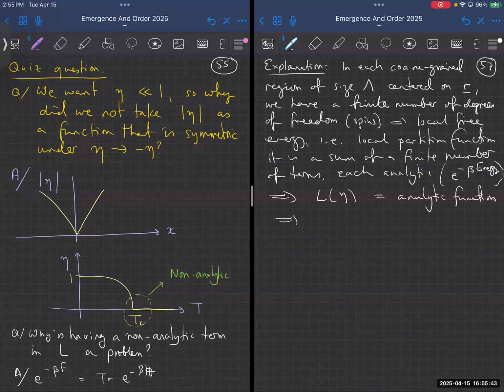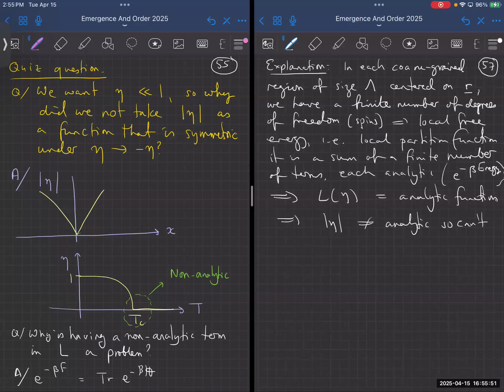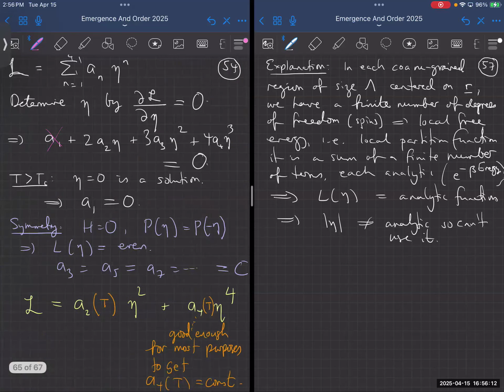And that means that this is not an analytic function, and so we can't use it. It doesn't mean that this description is not able to give us non-analytic functions. It is, but how it does that is very subtle. Okay, so now we've done the quiz question.